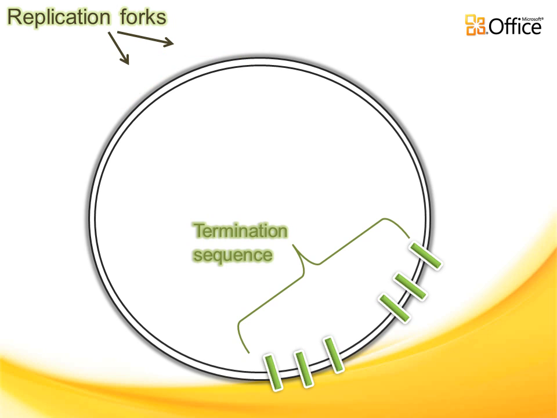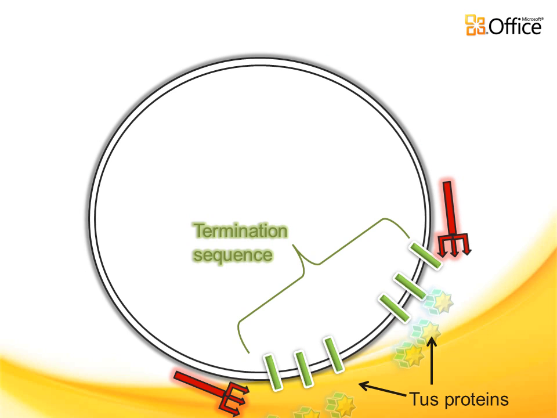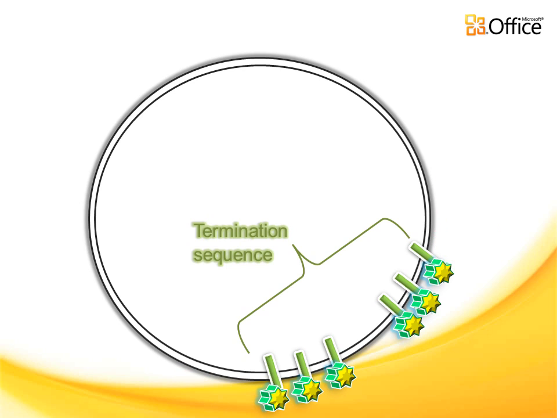As elongation is completing, the replication forks reach the termination sequences. TUS proteins attach to the termination sequences to slow the replication forks to a full stop as they meet 180 degrees from the origin.